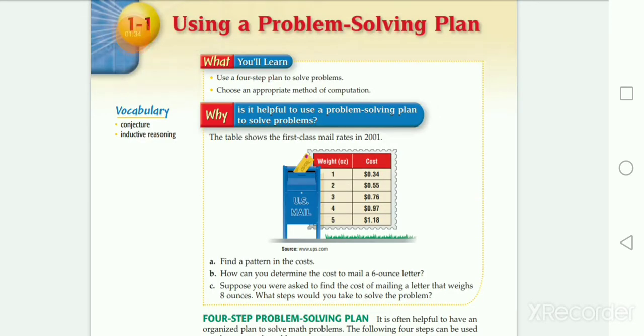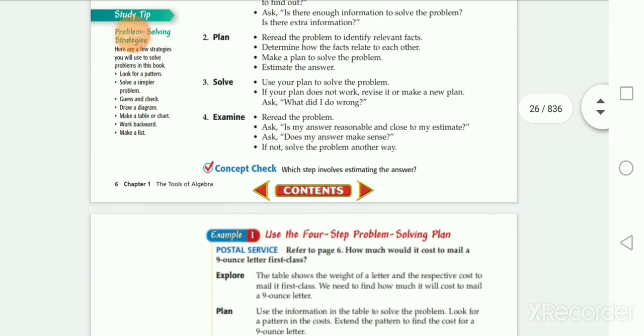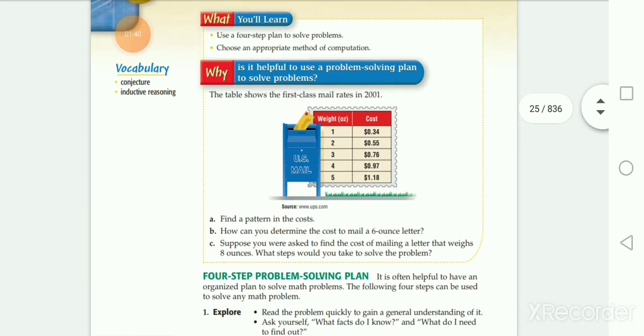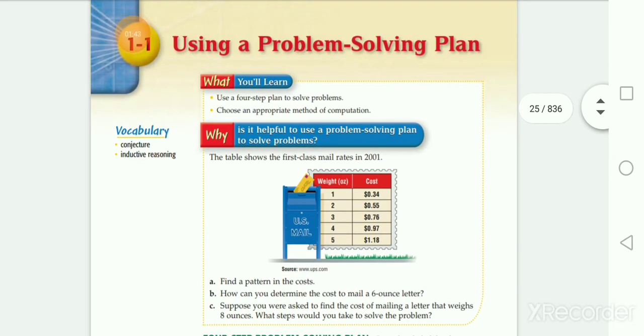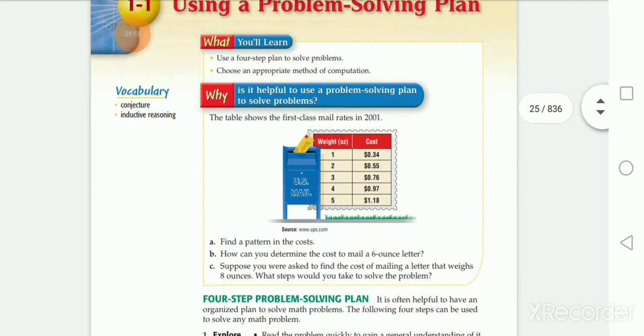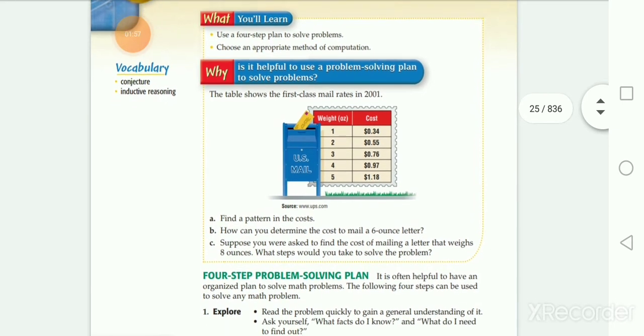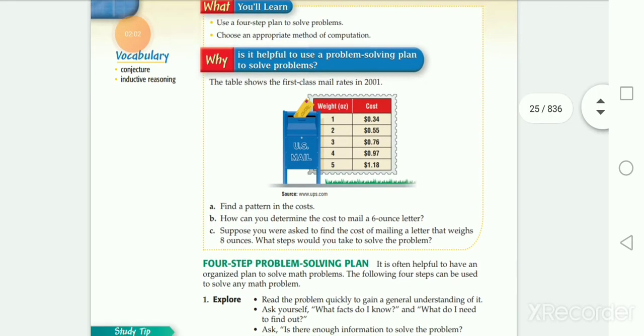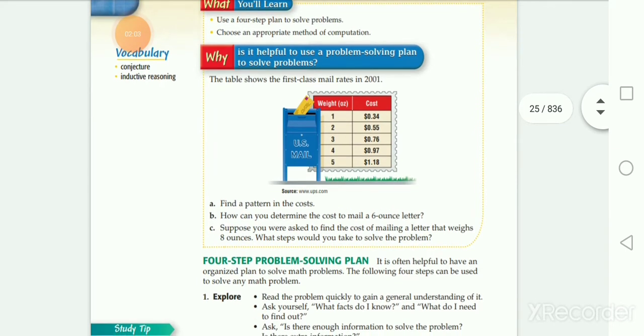Okay, let's start here. Open your books, page 6, chapter 1. Okay, I have here what we are going to learn using a problem solving plan. What we'll learn, you will learn the 4-step plan to solve problems. We have taken before how to solve a problem. Choose an appropriate method of computation. Let's see. Okay, why is it helpful to use the problem solving plan to solve problems?